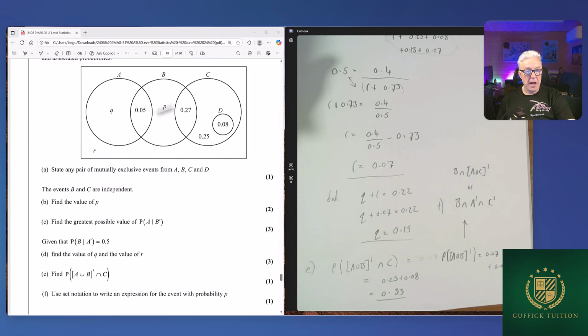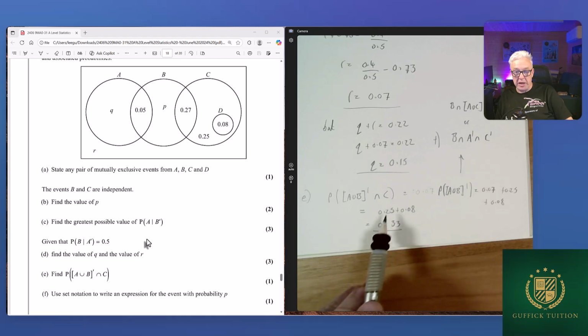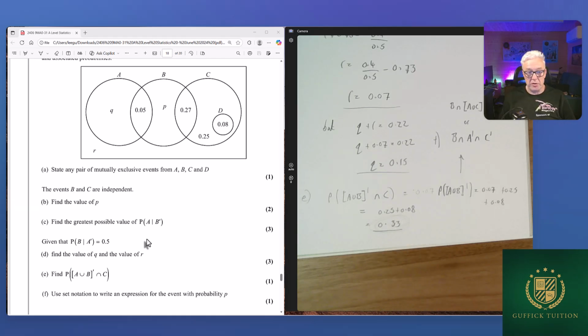So, oops, there we go. A union B would be everything that's in those 2 circles there, okay? So I'm indicating with the cursor. And the complement of that would be reversing it. So it would just be the 0.25, the 0.08, and the R, okay? Now the intersection of that, so we've only got 3 probabilities left, R, 0.25, and 0.08. And because we've got intersection of C, it can only be the bit that's in everything, those 3, but is also in C. So that is just 0.25 and 0.08. So that rather complicated looking thing boils down just to be 0.33.